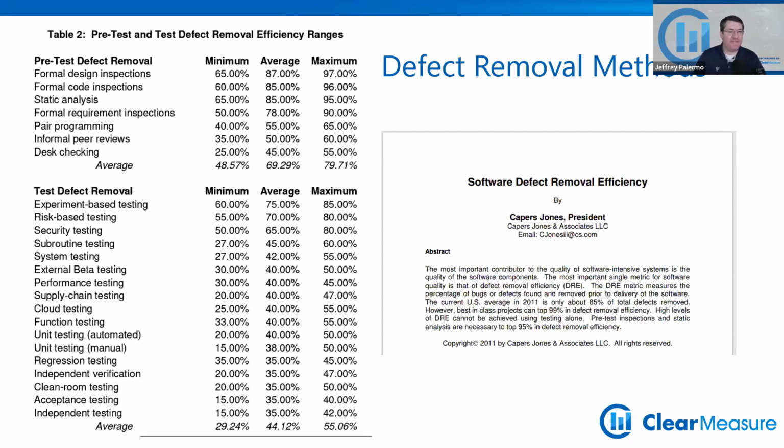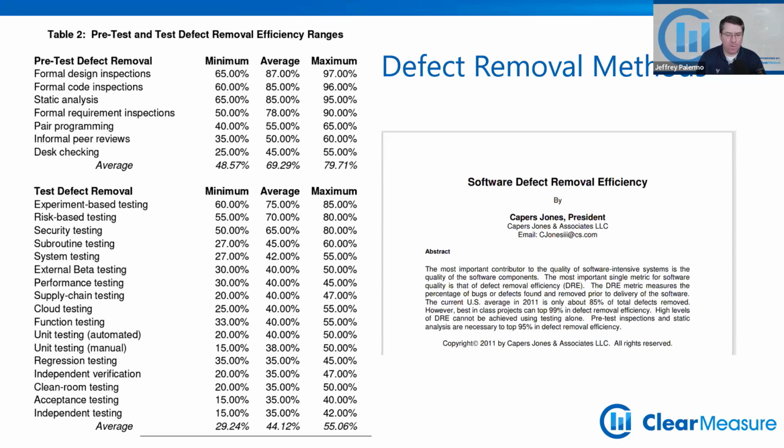Static analysis, 85%. Pair programming actually averages only 55%, on top of being very costly, which is kind of why it really didn't catch on for 20 years. And then there are all the different techniques in testing. There's automated unit testing. There's independent testing at the very bottom. Just have a developer independently test the code, or have an independent party.